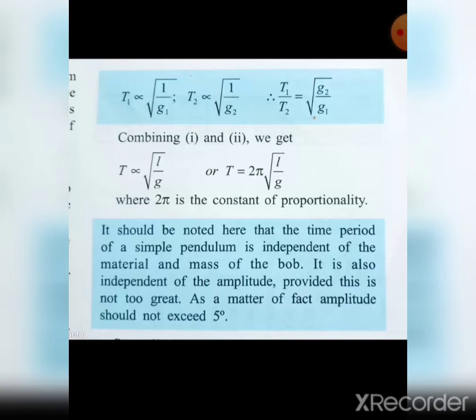It should be noted here that the time period of a simple pendulum is independent of the material and mass of the bob. Which material we use for making the bob and what the mass of the bob is, it does not depend on these two things. It is also independent of the amplitude. Amplitude means the distance from the mean position to the extreme position. Provided this is not too great. As a matter of fact, amplitude should not exceed 5 degrees.